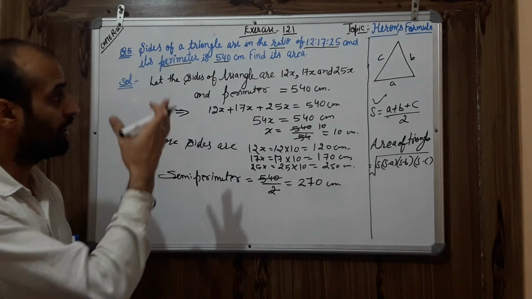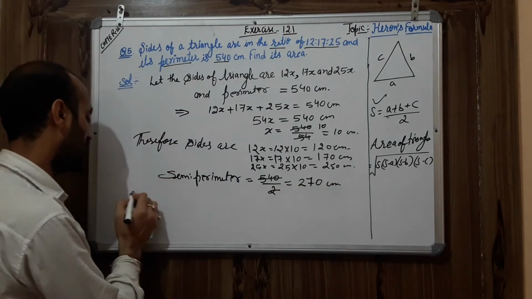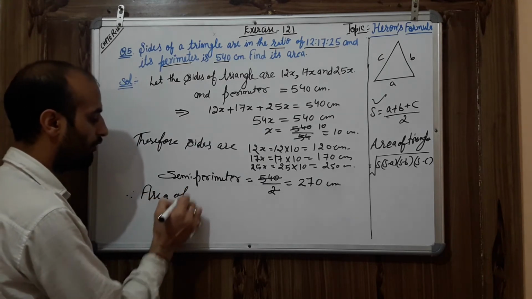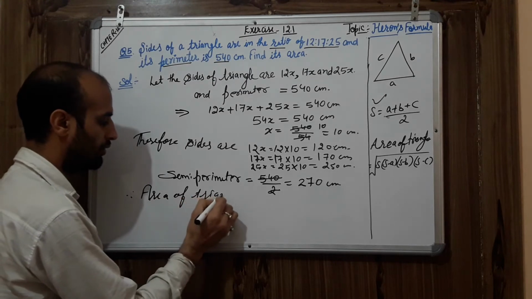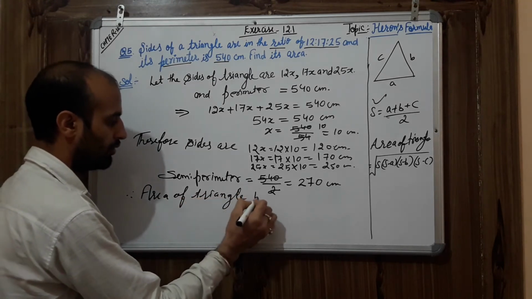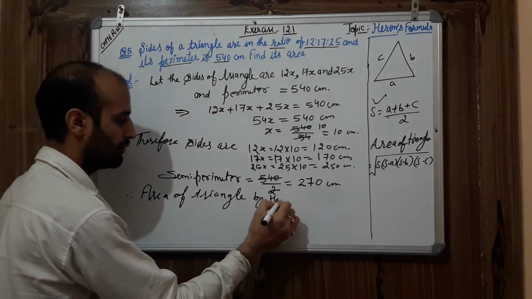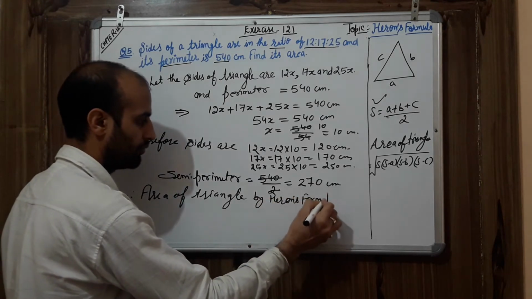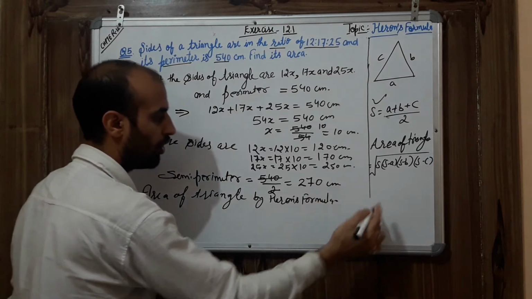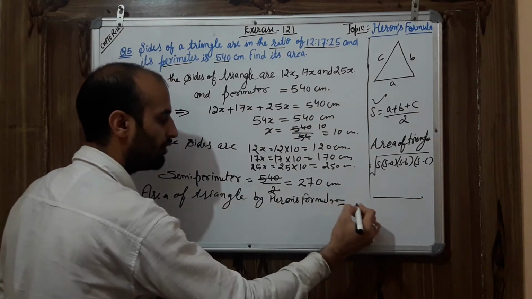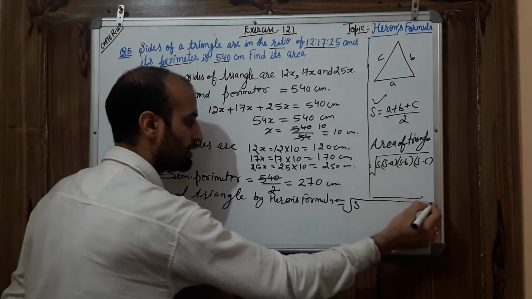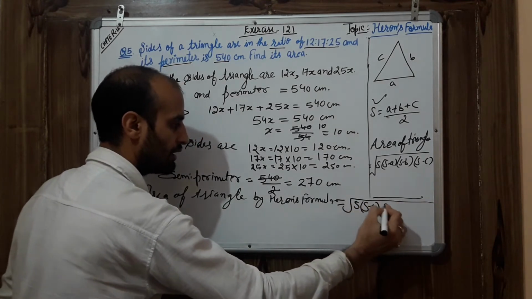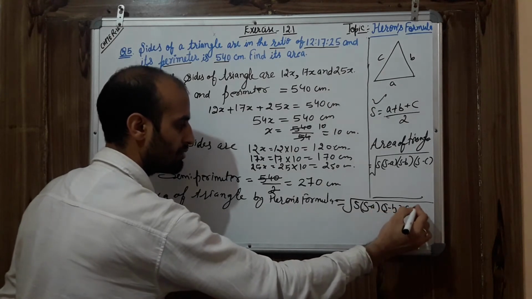So the next task is to find the area. So we need to write the formula now. Therefore, area of triangle by Heron's formula is equal to, you all know what Heron's formula means now. It is the square root of s into s minus a, s minus b, s minus c, where s is the semi-perimeter.